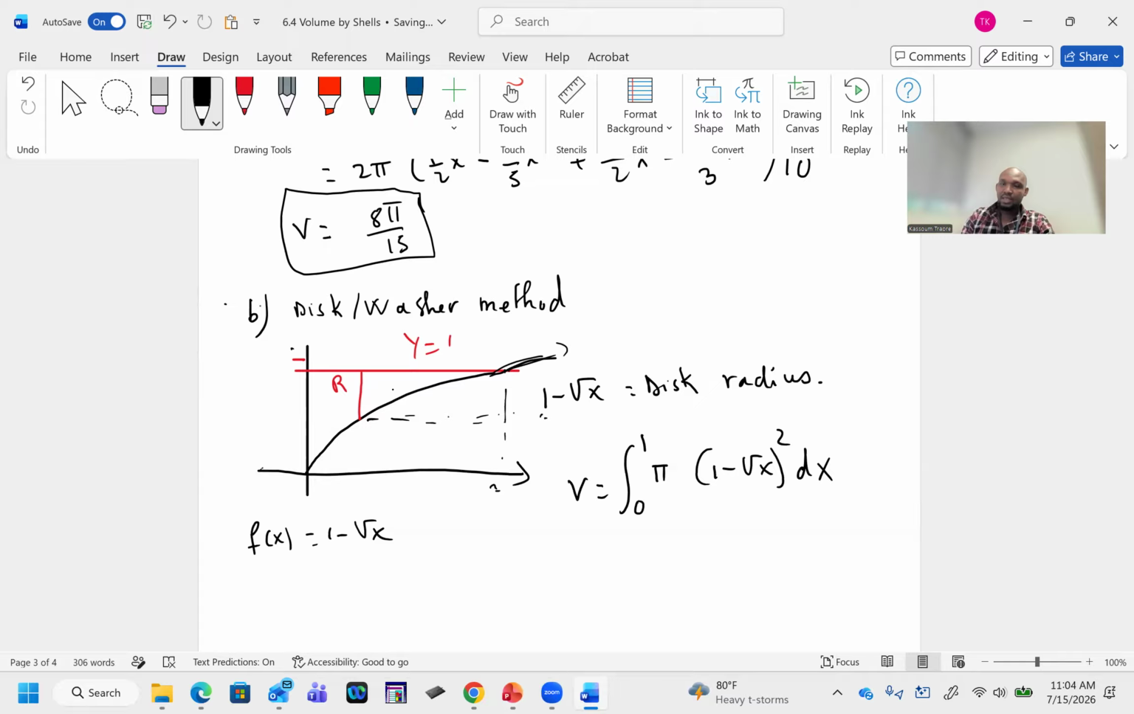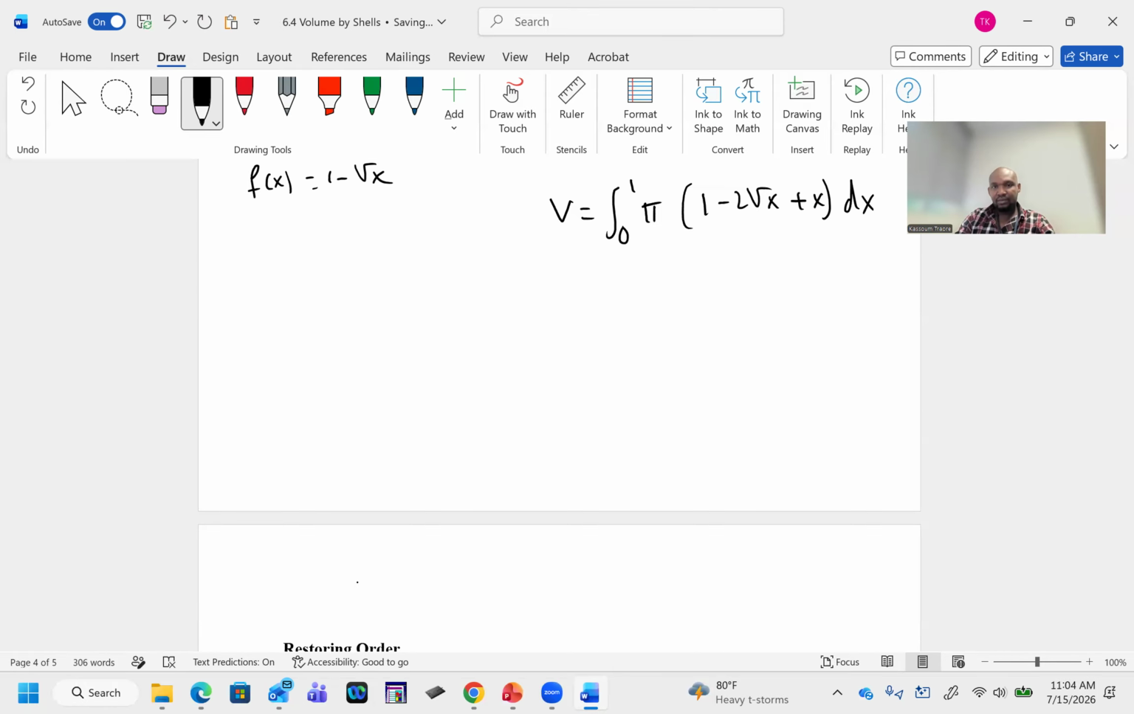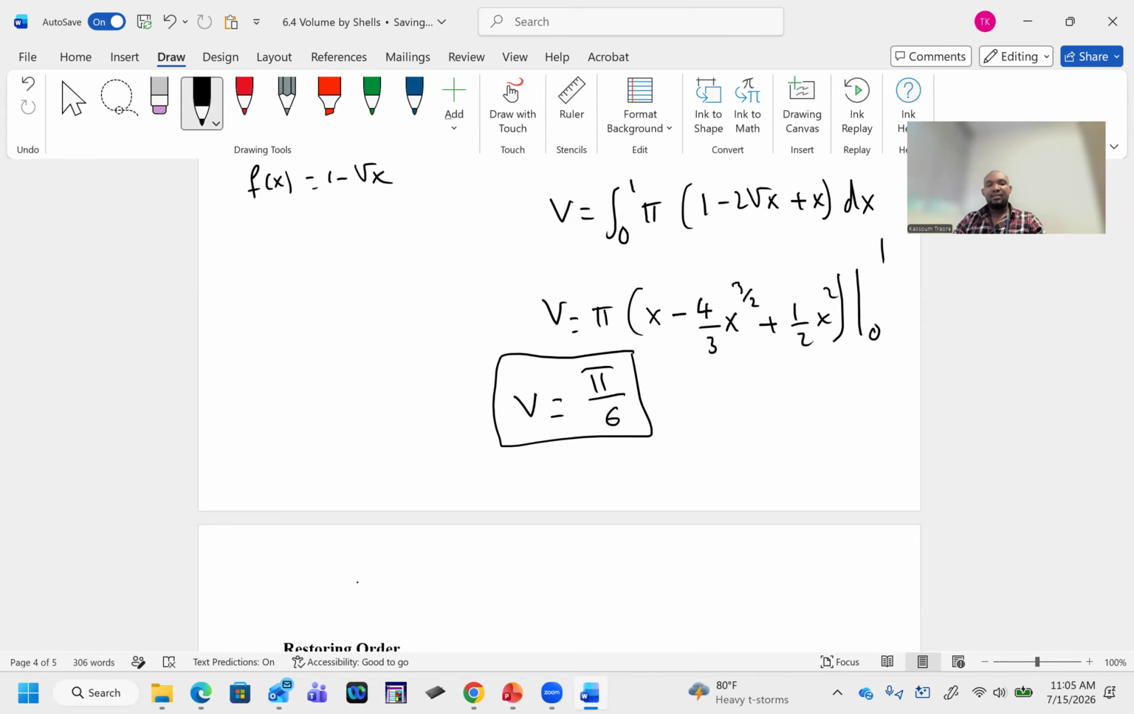We expand this integrand. So by doing that, v would be the integral from 0 to 1 of pi times 1 minus 2 square root of x plus x dx. And we have to evaluate this integral now. By doing so, v will be pi times x minus 4 divided by 3 x to the power of 3 divided by 2 plus 1/2 x squared from 0 to 1. And then if we substitute again, pause, then v will be pi over 6. And that's it for this section.